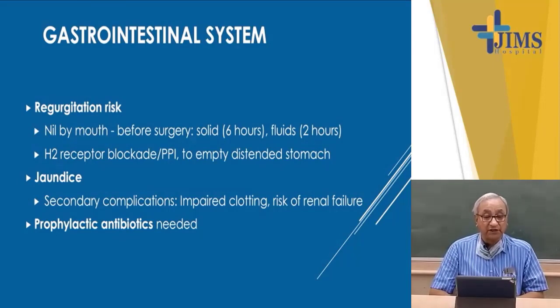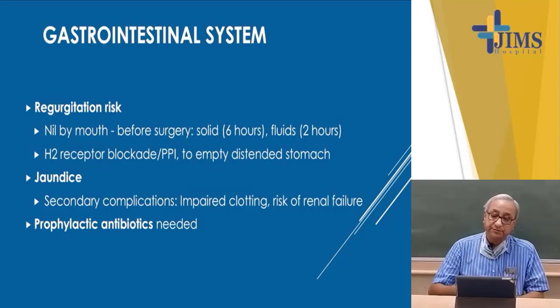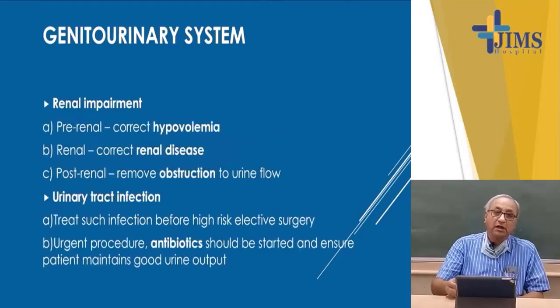Patient can have jaundice. If the jaundice is due to surgical cause, like an obstructive jaundice, then we will have to take up the patient for surgery. But if the patient has a hepatocellular jaundice, the operation should be postponed until this jaundice subsides and the liver function becomes normal. Prophylactic antibiotic can be required in infection of the GI system also.